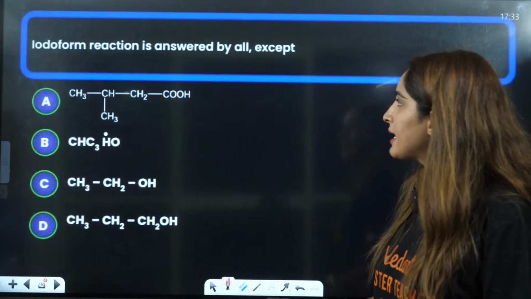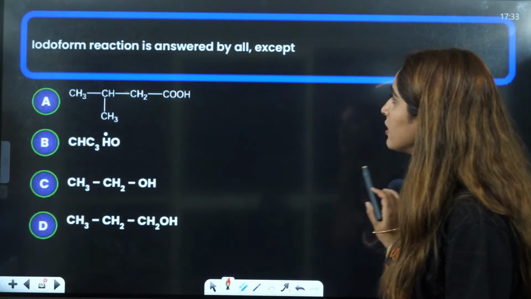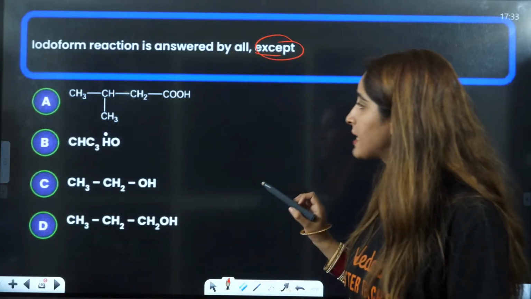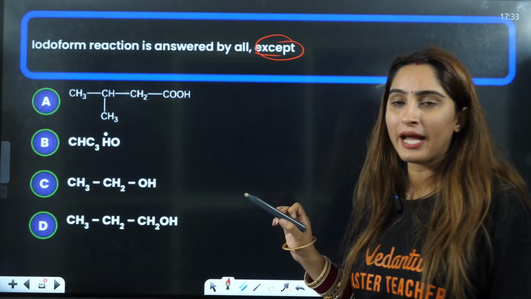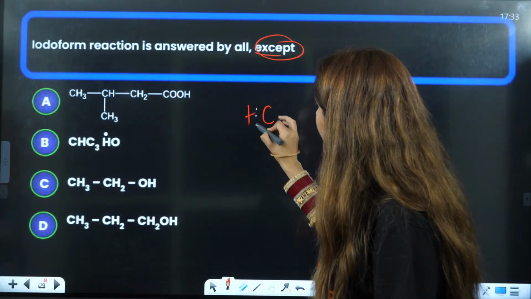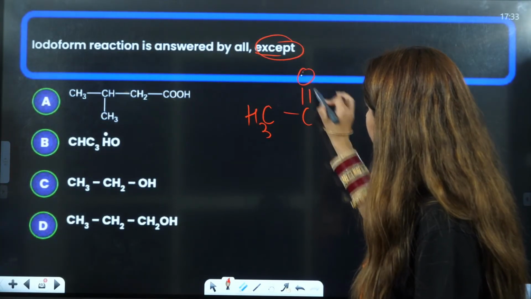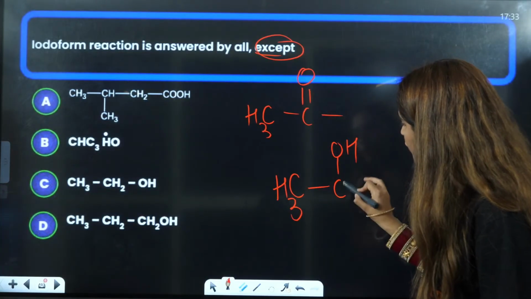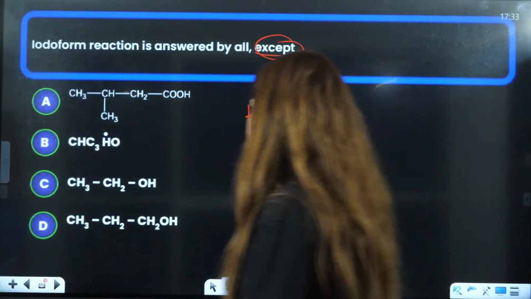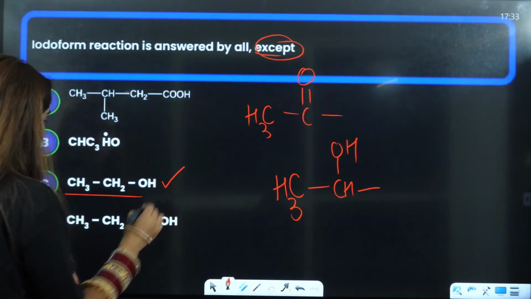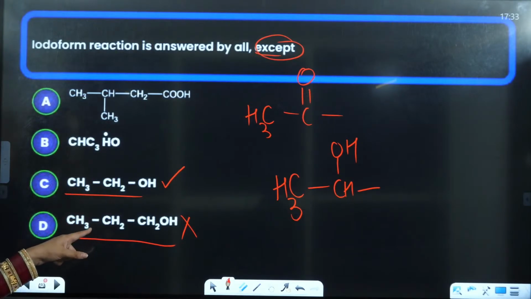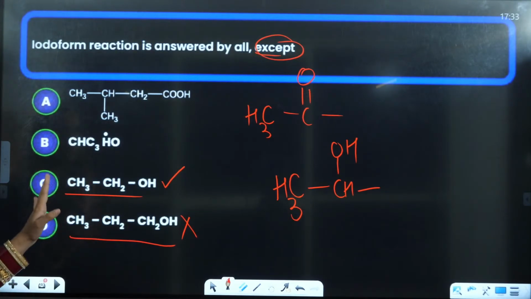Okay. Next: the iodoform reaction is answered by all except for which? It is answered by all except for which? Iodoform reaction. See, iodoform is answered by this thing, or you should have this kind of alcohol, right? So if you see this here, ethanol shows. This will not show because this is not CH3CHOH, so this will not show.